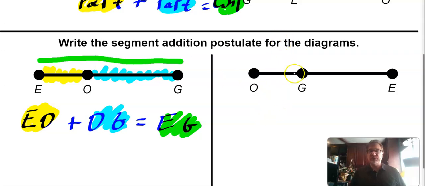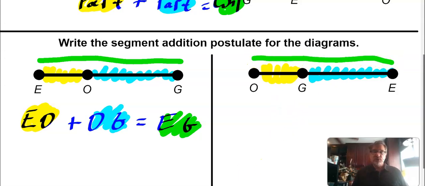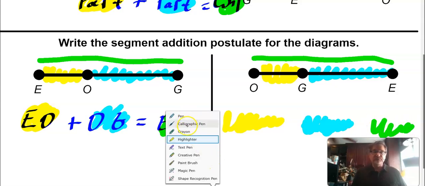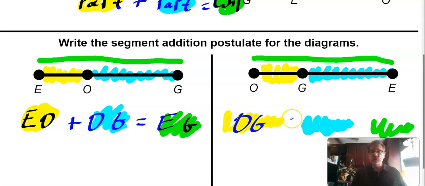On this next one, let's write the segment addition postulate for this one. So now G is between. Notice I didn't say middle, I said between. So again, the first part plus the second part equals the whole thing. So I know the yellow part plus the blue part equals the length of the green part. That's my postulate. So OG plus GE equals OE. Boom.